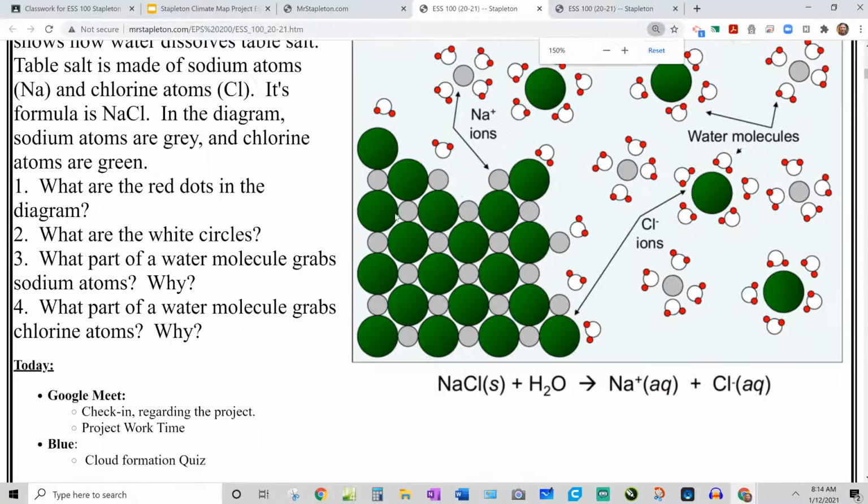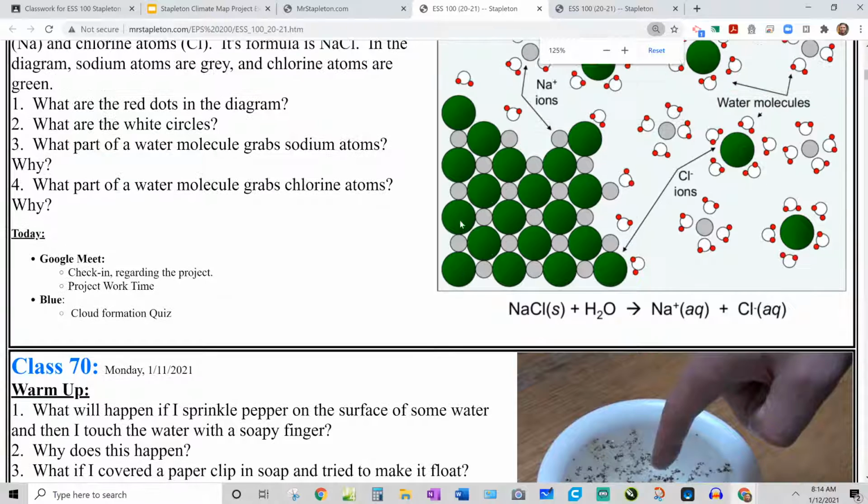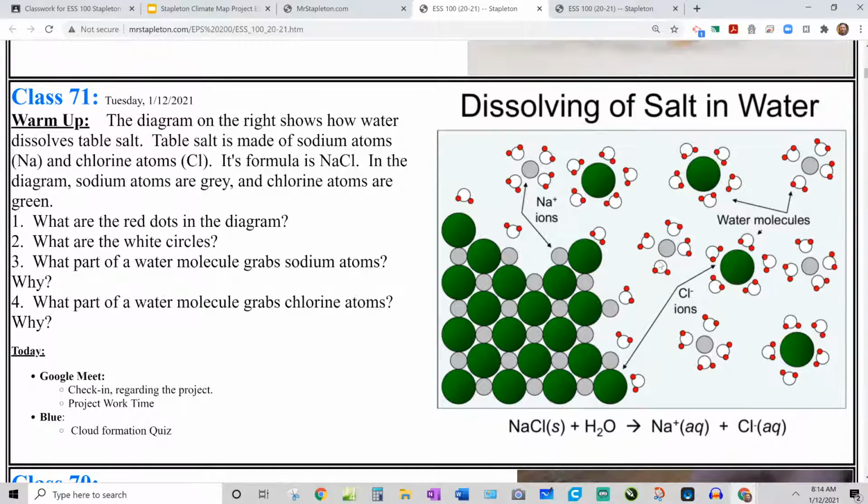So if you came in late, this is just one more important property of water. Water does this not only to table salt, but to a lot of substances in rocks over time, and it shapes the earth in its dissolving action.